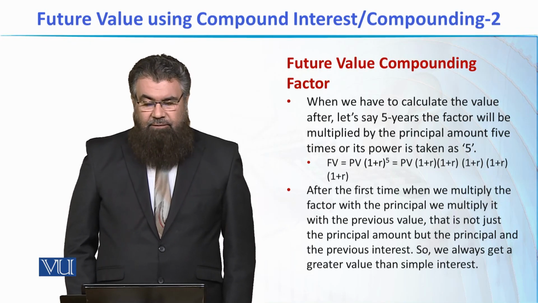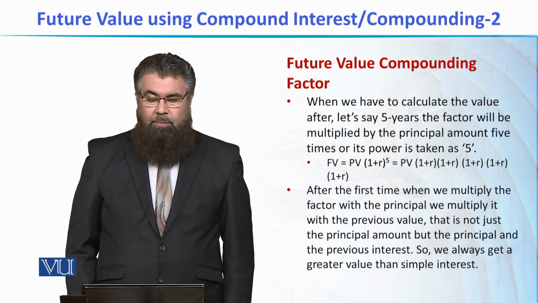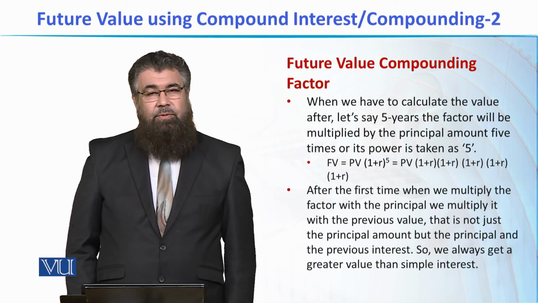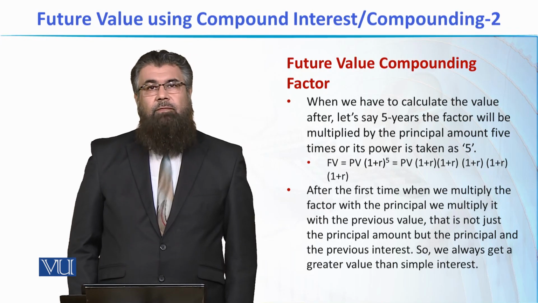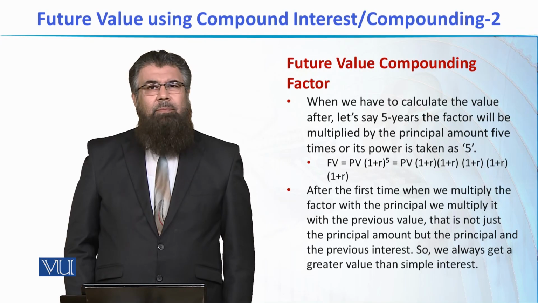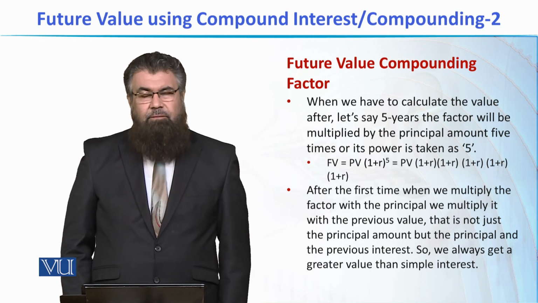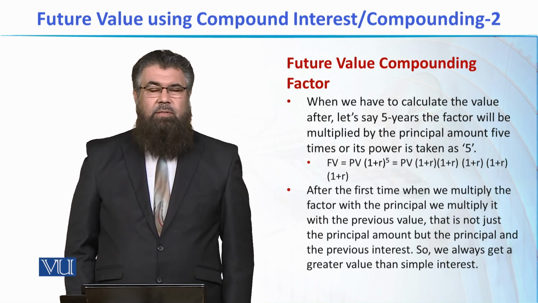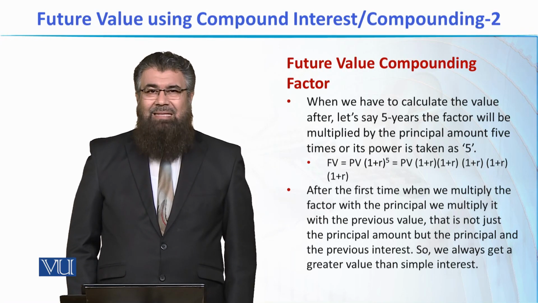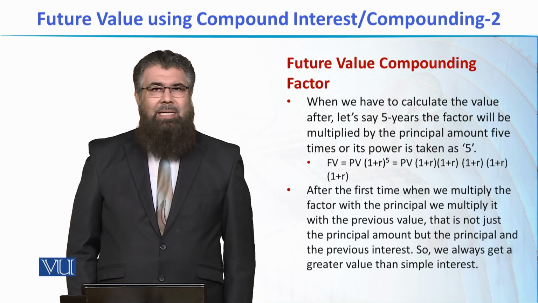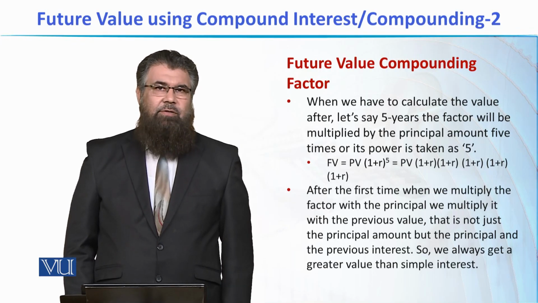When we have to calculate the value after, let's say, 5 years, the factor will be multiplied by the principal amount 5 times, and we take its power equal to 5. That is, the value of n is equal to 5. Now, what does n equal to 5 mean? Have a look at the formula where future value is present value into 1 plus r raised to the power 5. 1 plus r raised to the power 5 means that 1 plus r is multiplied 5 times by the present value in order to get this future value.